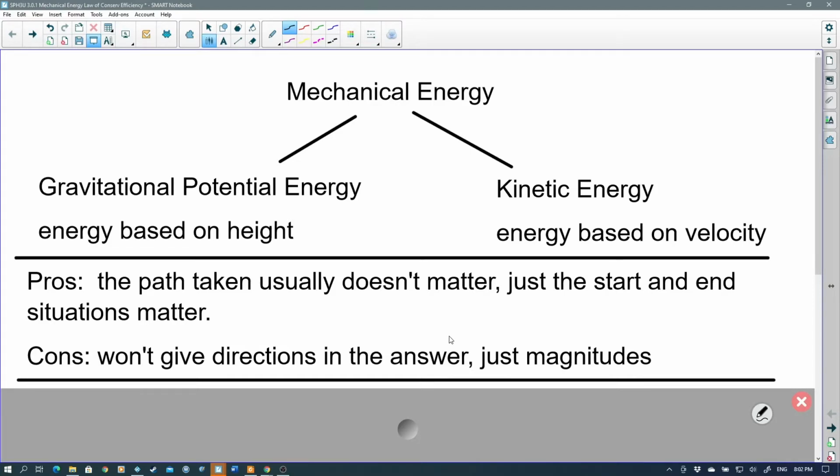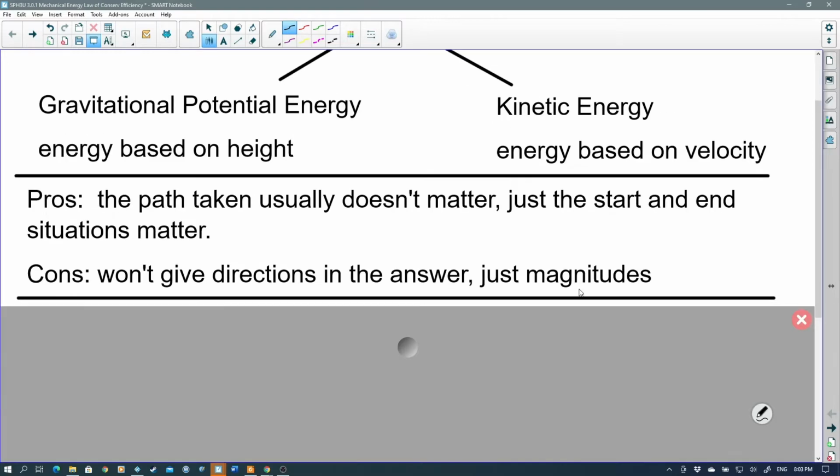We're going to see later on an example where we're talking about a projectile. We've already looked at projectile motion in a previous unit. You can actually solve certain aspects of projectile motion using energy concepts. However, if we look at the cons now, the only problem with that is energy isn't going to give you directions in your answer. It's just going to give you magnitudes. So it doesn't replace all of the knowledge you know about projectile motion. It just complements it. There are certain situations where you don't need to know the direction of the object, and in that case you can just use the energy concepts to be able to solve the problem.